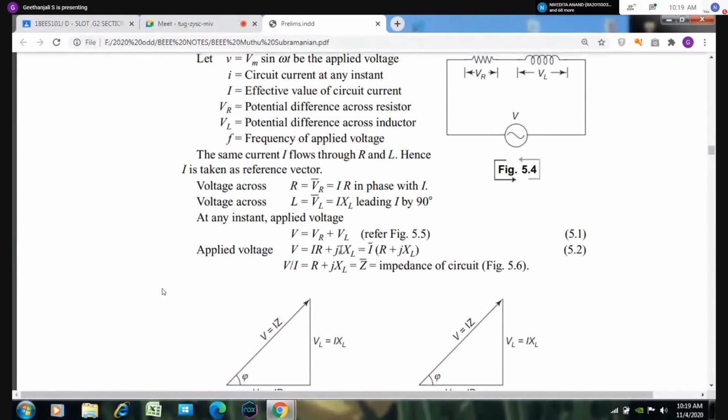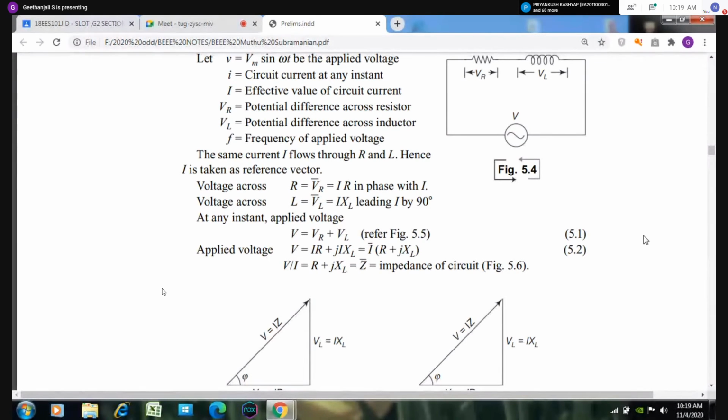X means what? Reactance. XL means inductive reactance. That is equal to omega L, where omega is 2 pi f. Are you getting? XL is inductive reactance. XC means what? Capacitive reactance. So X means reactance. Resistance plus reactance, R plus jX is the general expression for Z. So since it is a pure RL circuit, XL is the inductive reactance.